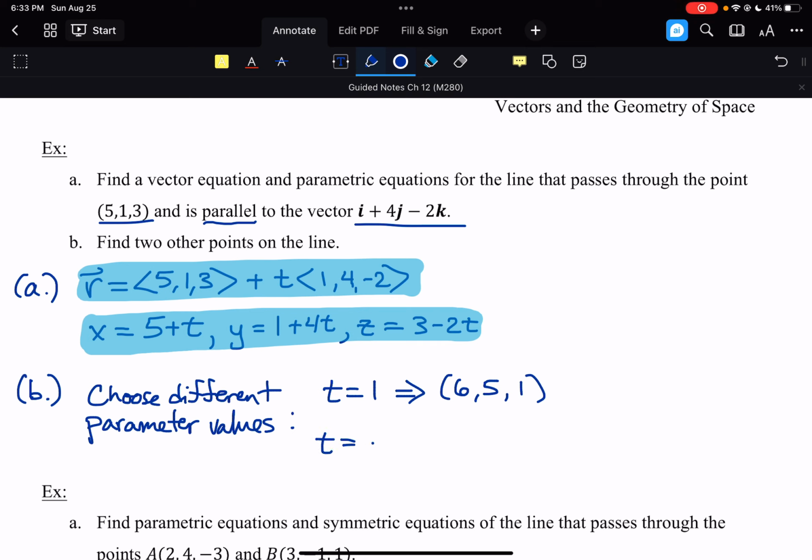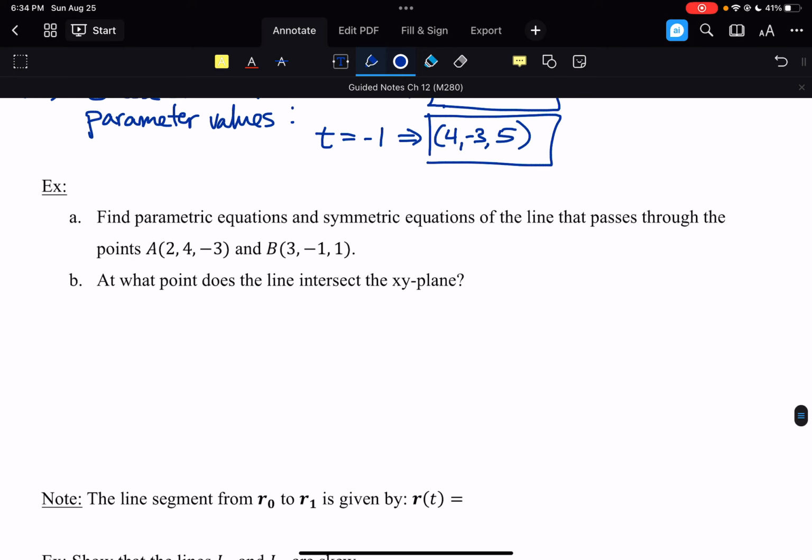If we took t equals negative 1, for example, it could be anything, but I'll just pick negative 1. And let me plug it into this one this time. We get 5 minus 1 is 4. 1 minus 4 is negative 3. 3 plus 2 is 5. So we end up getting 4, negative 3, 5. And that is another point on the line. And again, those were not the only choices. You had infinitely many different choices for different values of t. These are just a couple of the easier ones.